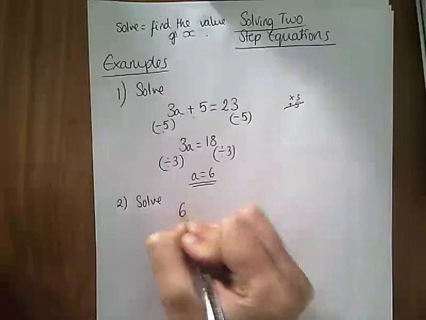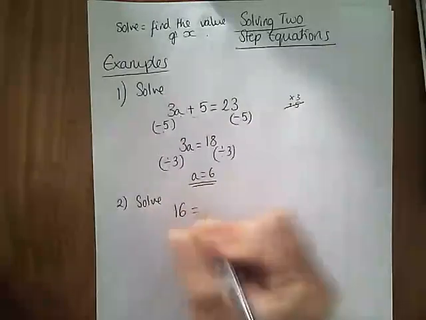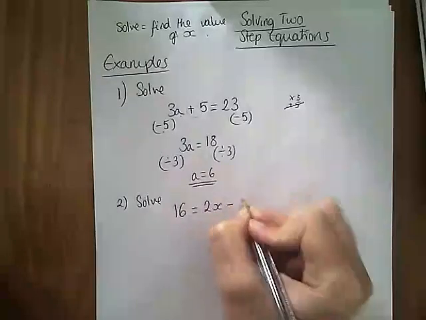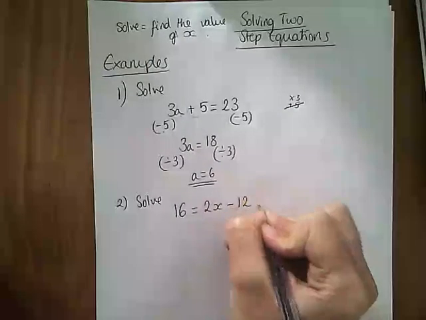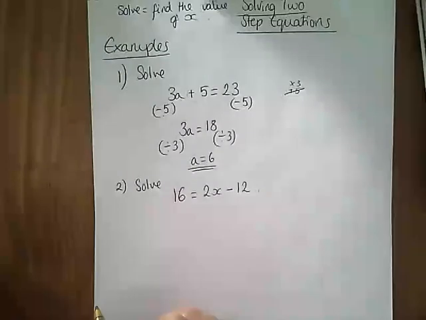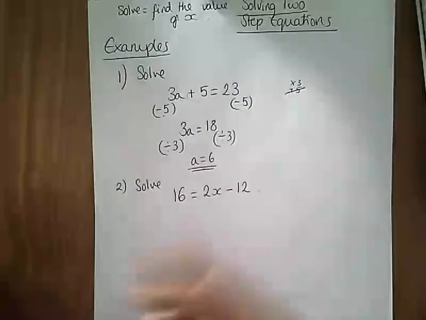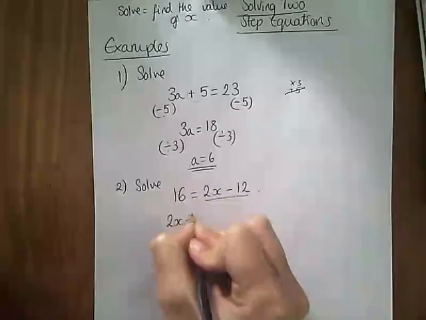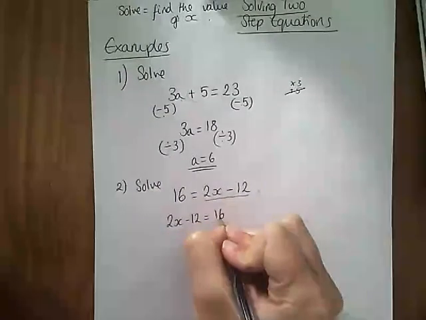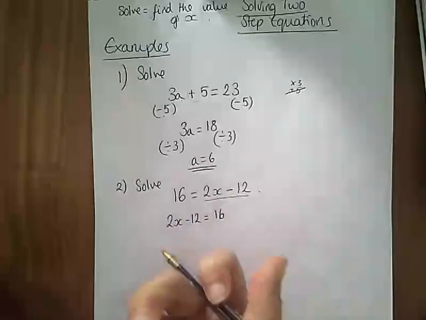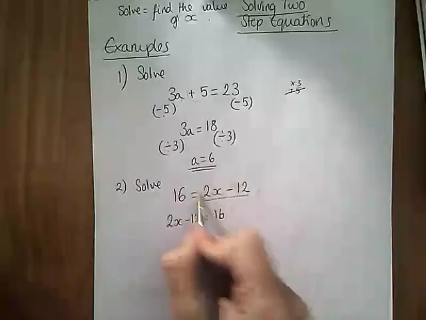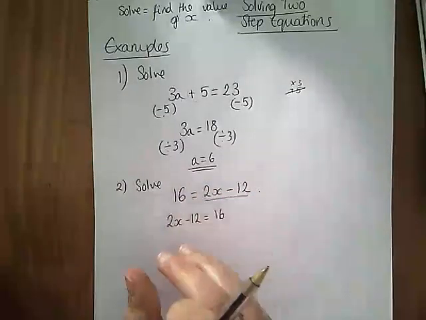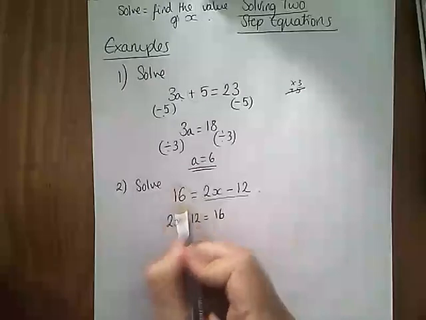We've got 16 equals 2x minus 12. Okay, again, like in the last video, it will make more sense if you have this bit on the left. So let's rewrite it. So we've got 2x minus 12 equals 16. I've just swapped those over, okay? You'll notice these all have to stay together in that order. You cannot change that order. That has to stay as it is, okay? And then we've got 16 on the right hand side.